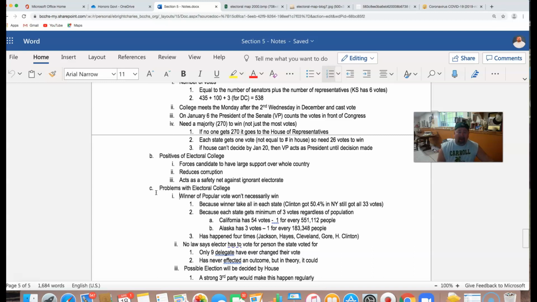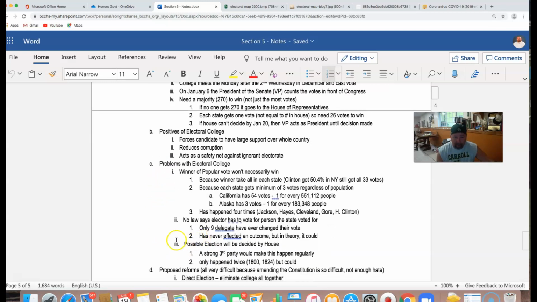Okay, so it's happened 9-10 times in American history, where, and I have that down here, okay, no law says an elector has to vote for a person the state voted for. I think it's 10 now, but it's never affected the outcome of an election. That could be a reason not to like the Electoral College, because that could happen, okay?